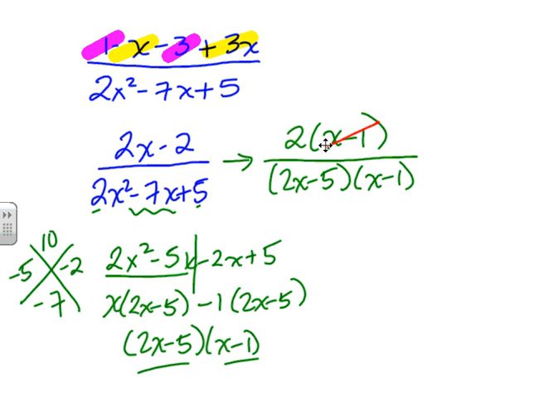We're going to cancel the like binomials, x minus 1, and then our final answer will become 2 divided by 2x minus 5. We have to remember we cannot cancel these 2's because this 2x minus 5 is a binomial that represents a particular number. It is not a 2 standing by itself, so we cannot cancel those 2's. That's our final simplification of this problem.